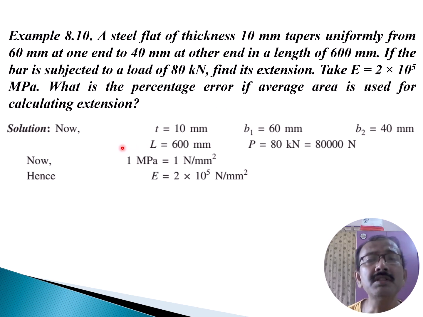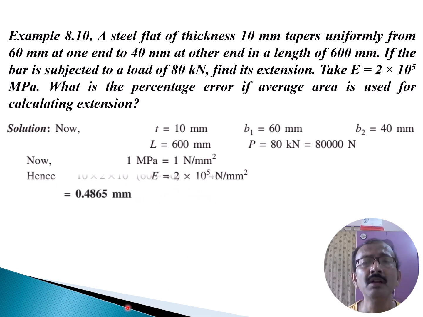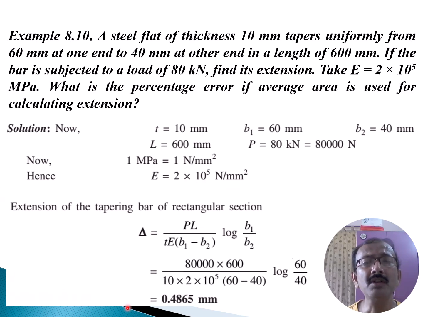You have to calculate. Here T, L, B1, B2 and P, the force, are given. We know that 1 MPa equals 1 Newton per millimeter square, so E equals 2 into 10 to the power 5 Newton per millimeter square. Now the solution. The extension of the tapering bar for a rectangular section is given by the formula. Putting in the values directly, we get the extension as 0.4865 millimeter.